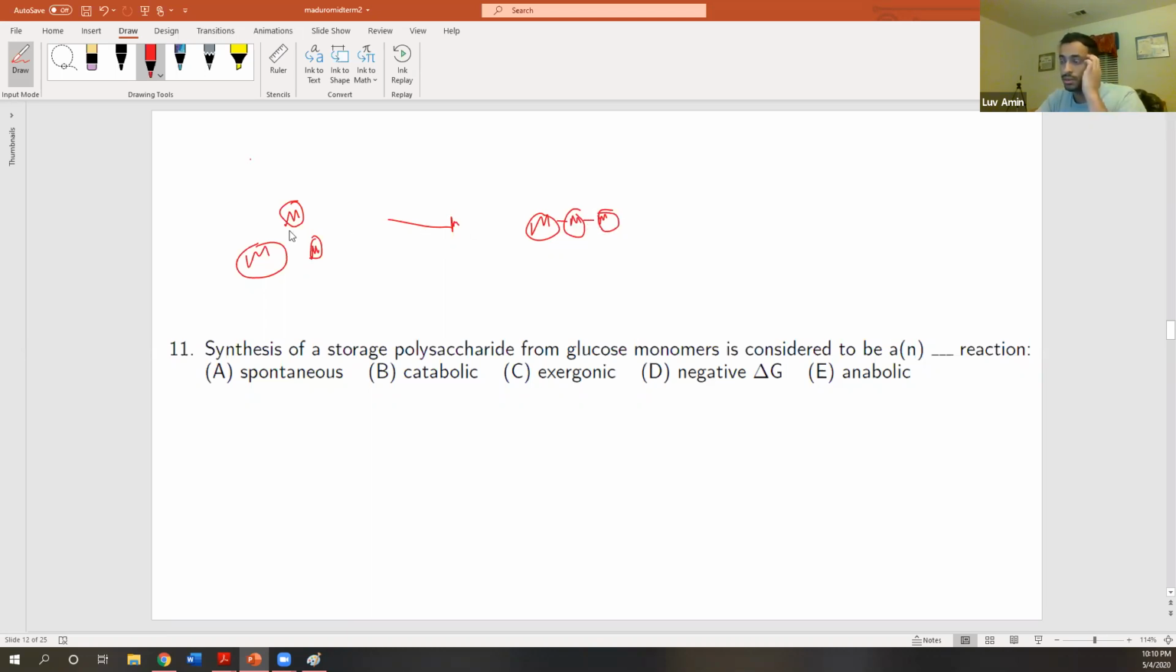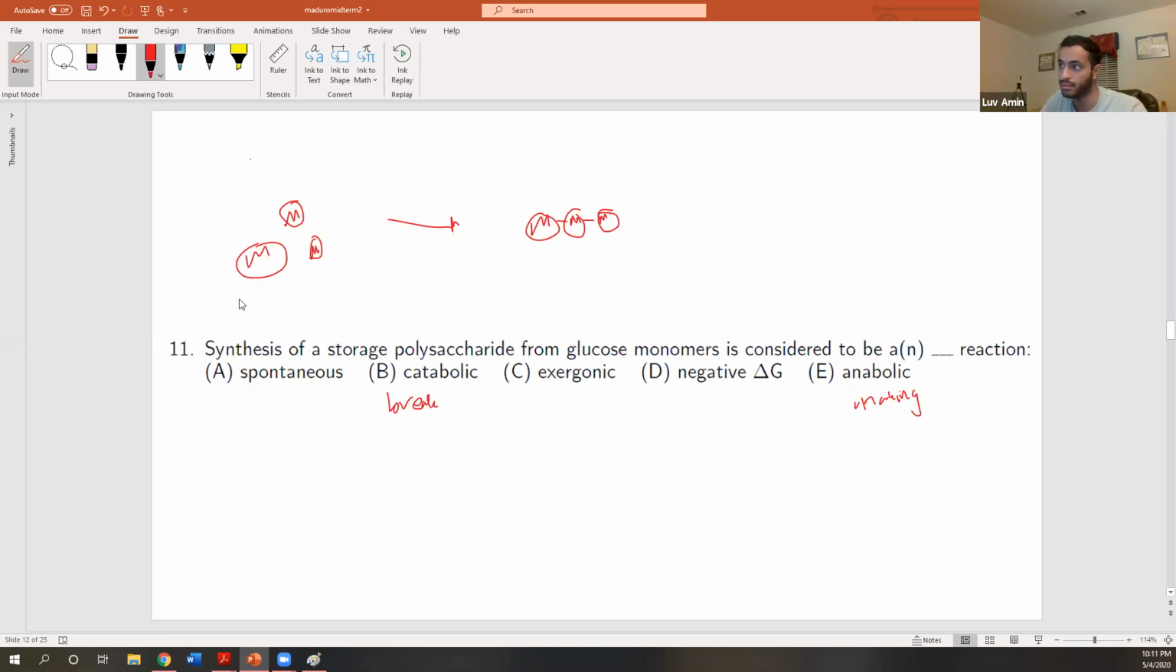And basically what we did was we made some bonds, right? And it's called an anabolic reaction, because in an anabolic reaction, you're making something, so you're building up molecules. While in a catabolic reaction, you're breaking down molecules, all right? Keep that in mind. If you think about glycolysis, you're actually doing a catabolic process, because you're breaking down glucose to pyruvate, taking it from 6 carbons to 3 carbons. While anabolic is a perfect example right here.